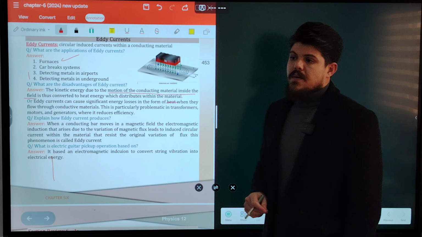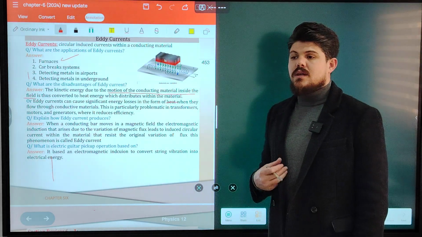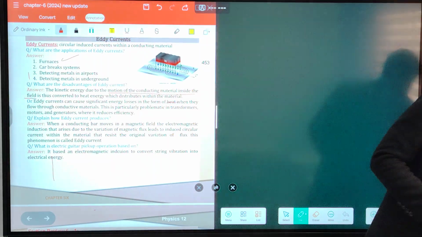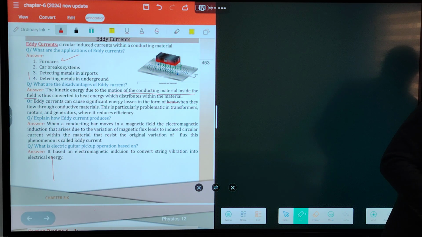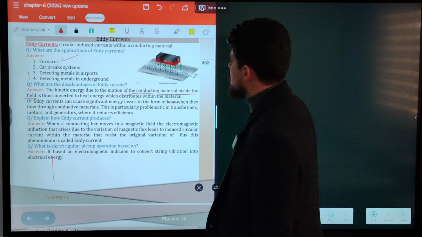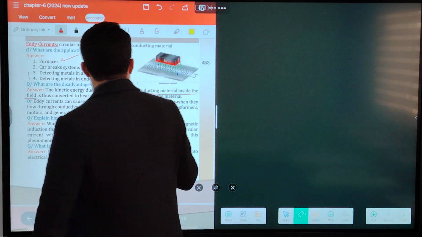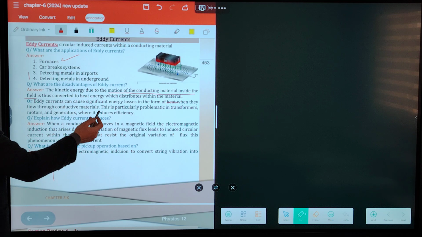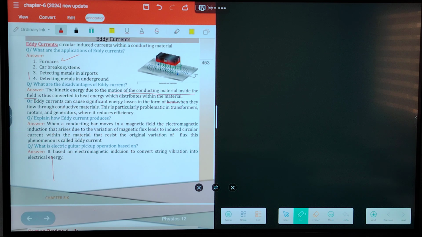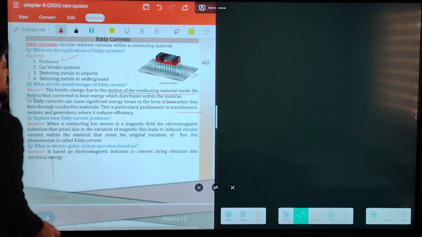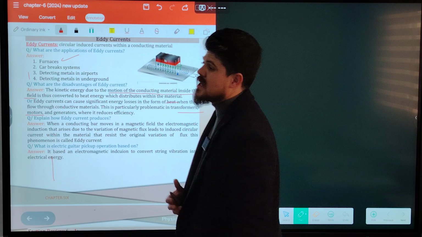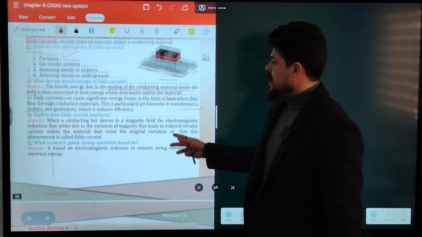Heat. The electrical energy can be converted to thermal energy by the eddy current, and this loss of energy decreases the amount of current and warms the object as they flow through the conducting material. This is particularly problematic in transformers. This power dissipation will occur in transformers, motors and generators, where it reduces the efficiency. It reduces the efficiency of the power.